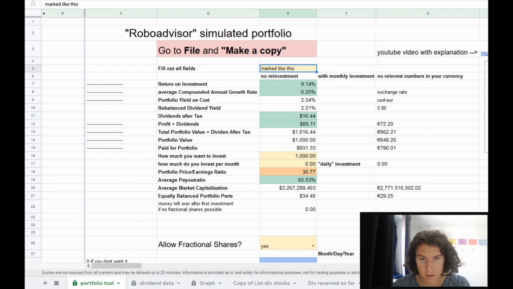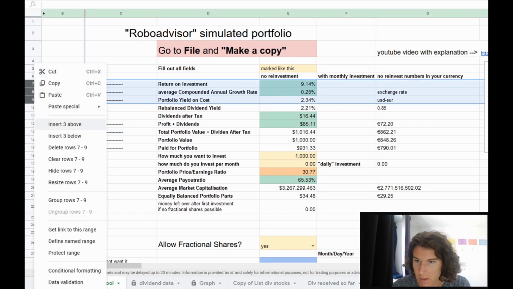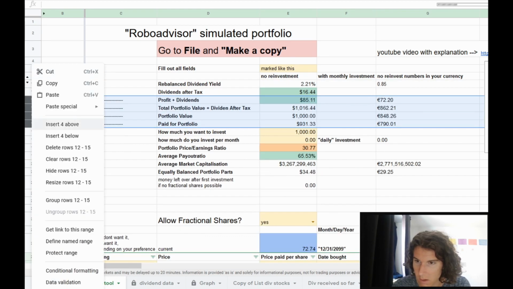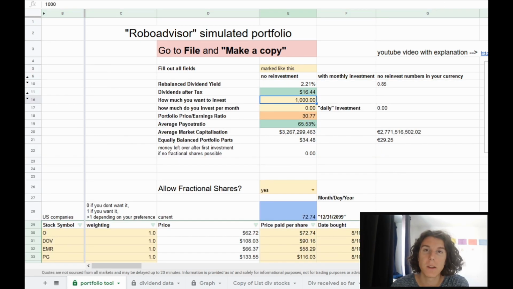And then you get all of these results, and results that are marked like this on the left can be hidden. If you just invest for dividend, then you don't need those data sets. And if you hide all of these rows, then you end up with this part. First is the dividend yield that your portfolio will have, then how much dividend you get after tax, and how much you want to invest.